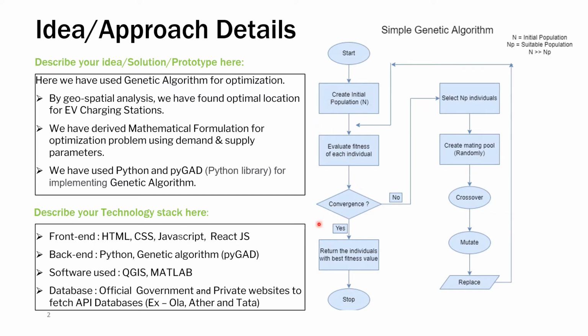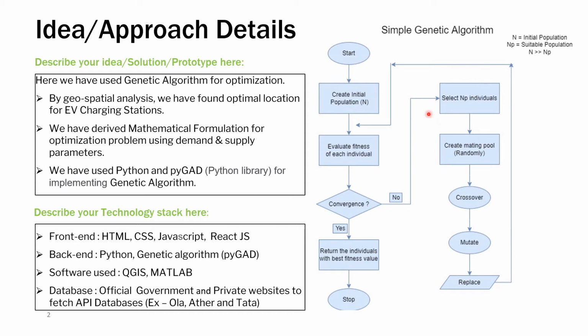Now we will test convergence, that is the condition, which may be the mathematical formulation. The optimization condition we are using is minimization. We are going to minimize this mathematical formulation. If every location satisfies the convergence condition, that is the minimization, then we return all the values with the best fitness values and stop the algorithm. But if it is not the case, we go on from here.